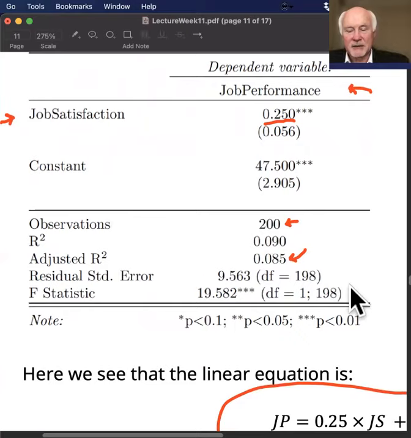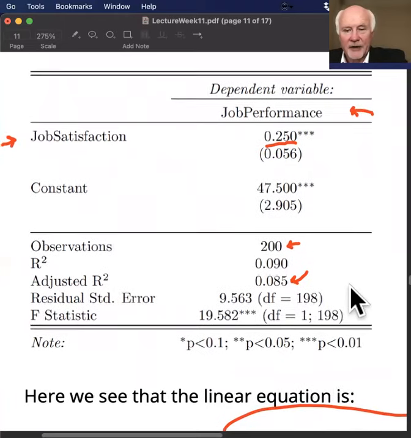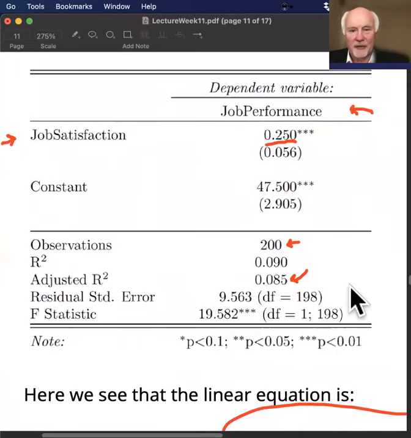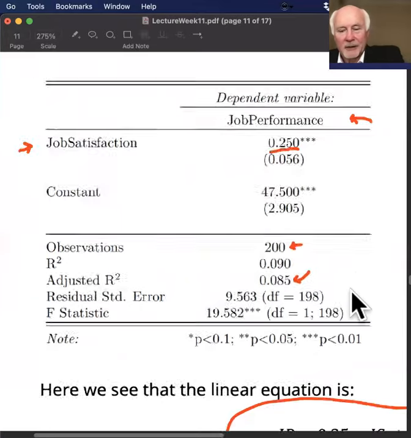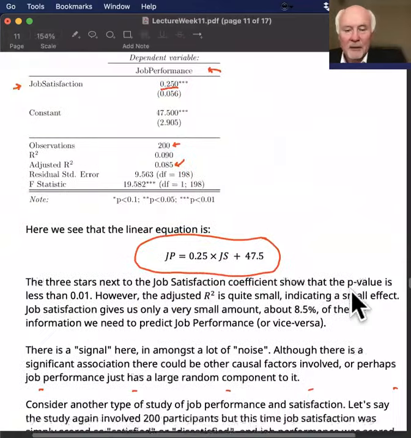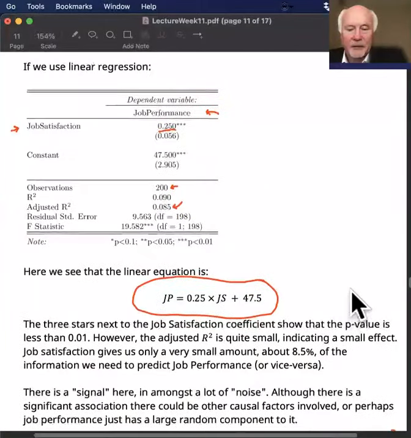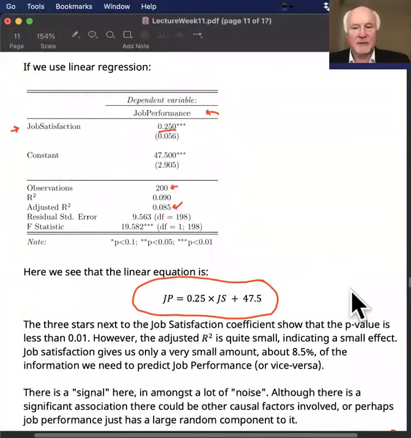So what that's telling us is that if this is a linear relationship, then job satisfaction gives us about 8.5% of the information we need to predict job performance. That's not a huge amount. So the conclusion you draw is, look, there's a signal there about the relationship between job satisfaction and job performance, but it's surrounded by a lot of noise.